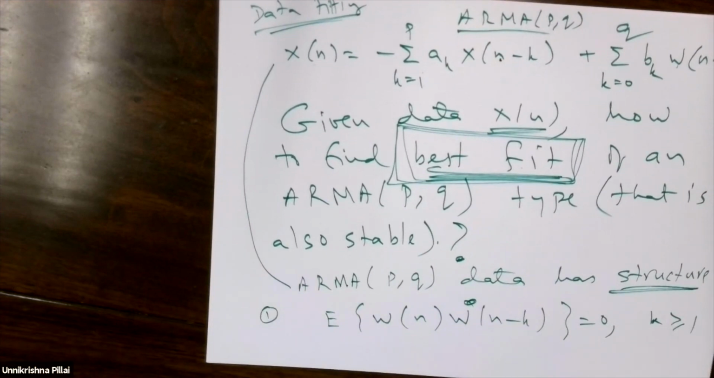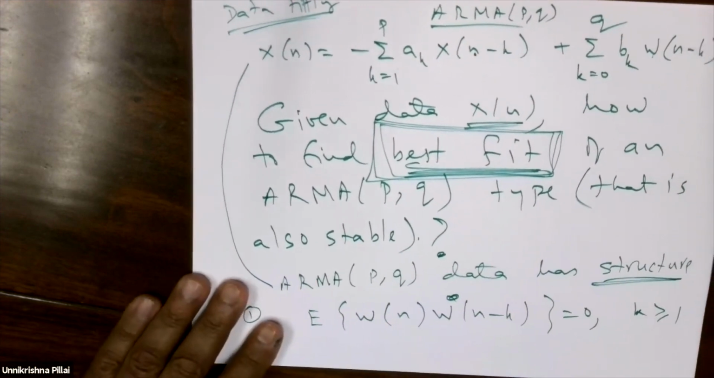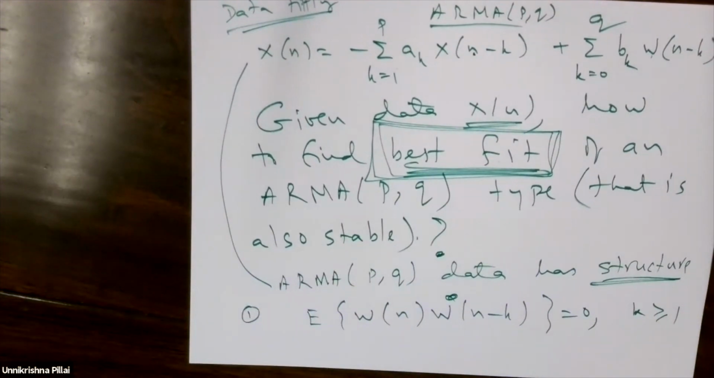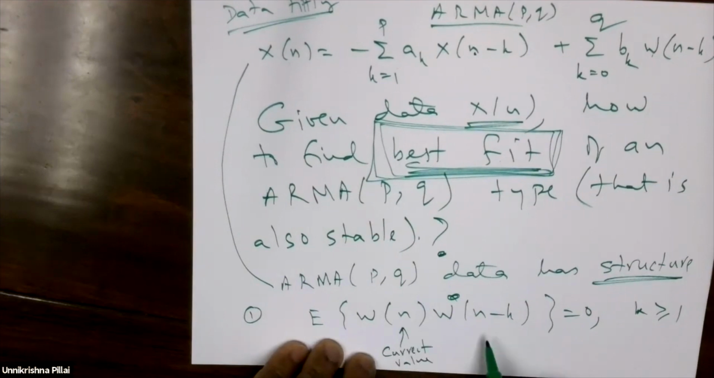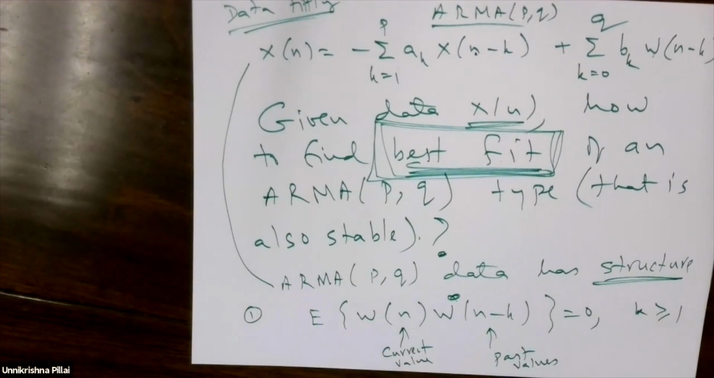Anybody, what does this mean? The last line, what does it mean physically? About the input, what does it say? What does this say about the input? So the input, the current value and the past values, let's assume it to be zero mean. Independent. They are uncorrelated. That's a reasonable assumption, especially if it is noise and so on.